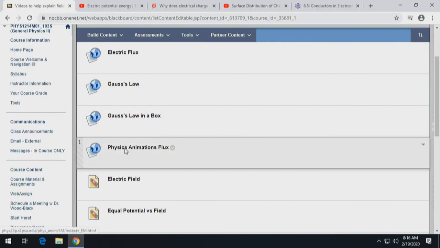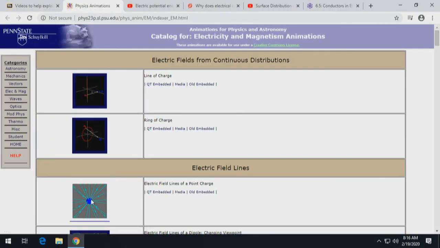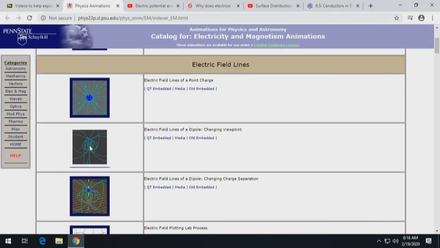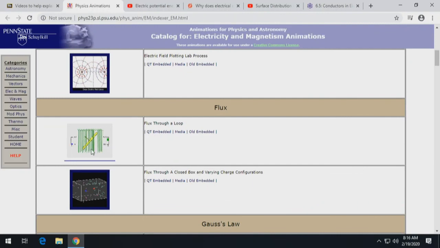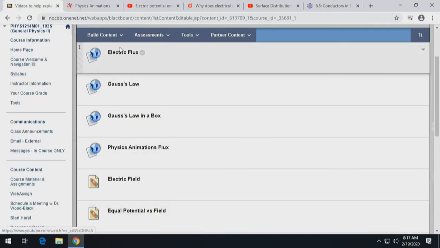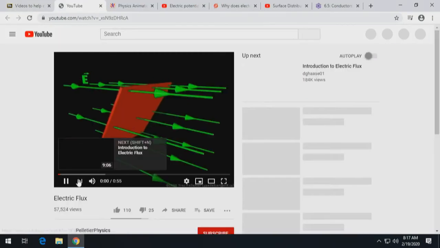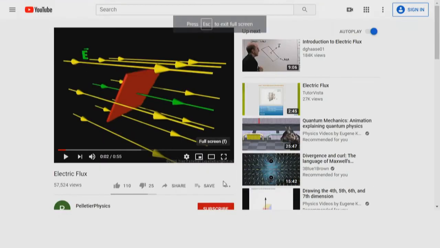And here, there's a bunch of animations on field flux. So here's our field associated with a dipole. You can go in and play with these. We've got fluxes through a loop. You can play with those. And let me look at this one. This is the one that I tried to describe on Friday.